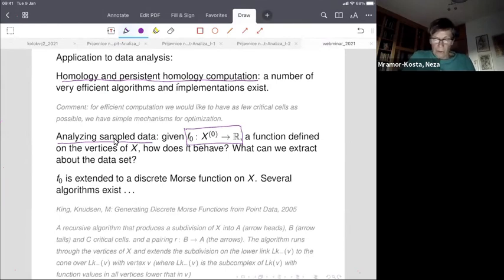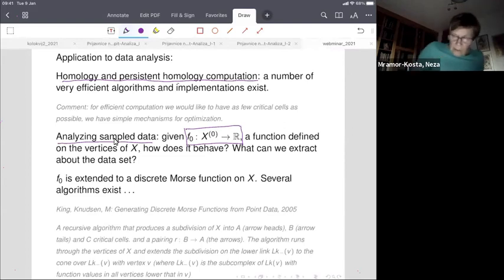Now, in order to use discrete Morse theory in this situation, we would like to answer questions like: how does this function behave on the whole domain where it's defined? We just have the sampled values. How does it behave in general? What can we say about this data set that we have, these measurements that we have?